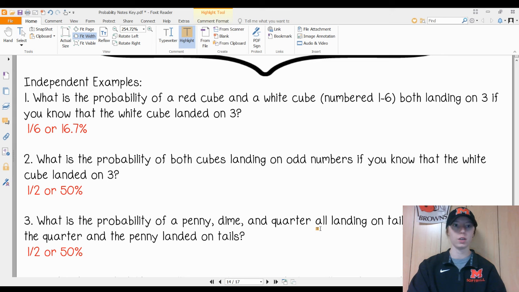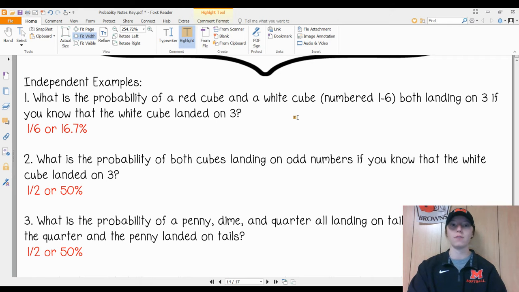Okay, so moving on to the examples. First, we're going to start with independent. Number 1 says, what is the probability of a red cube and a white cube, both numbered 1 through 6, both landing on 3, if you know that the white cube landed on 3. So remember, since it's independent, they do not affect each other.